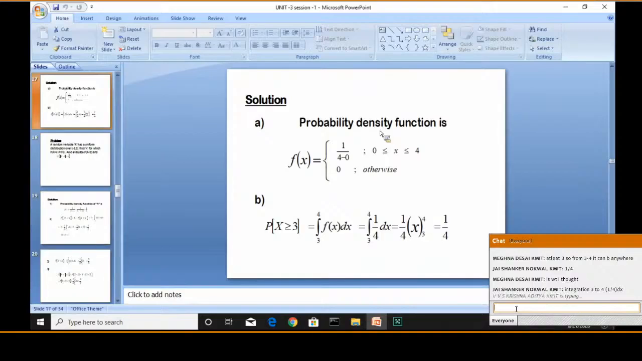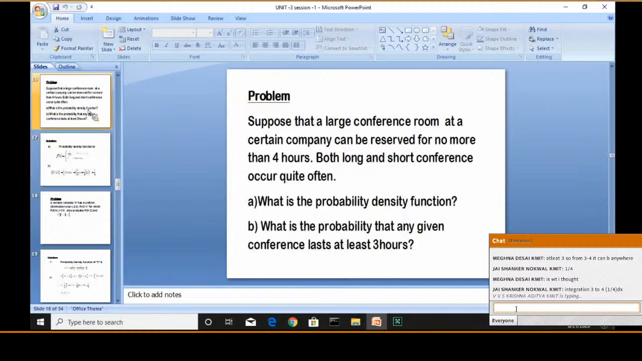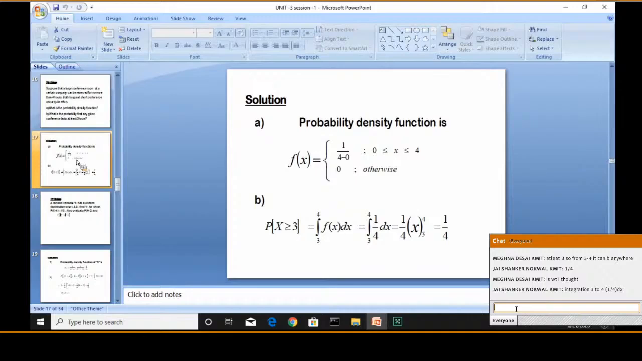Here, the probability density function is given in the problem. They have told not more than 4 hours. So the time starts from 0, the initial count will be 0 only, that is why the interval is from 0 to 4. We know that the probability density function is 1 by b minus a. So 4 minus 0, that is the probability density function we got.